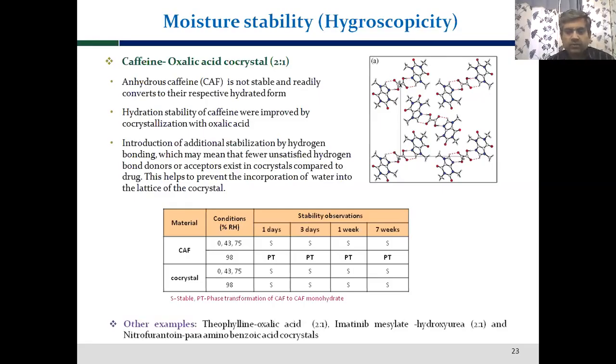For example, theophylline oxalic acid co-crystals, imatinib mesylate hydroxyurea, and nitrofurantoin para-amino benzoic acid co-crystals.